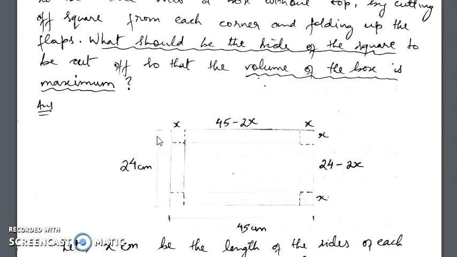In the same way, what will be the remaining length of this side of the rectangle after cutting x and x? The total is 45. I have cut x and x, so the remaining will be 45 minus 2x. Now just imagine that after cutting, you are going to make it into a box. You throw away these four squares, and when you fold it, it becomes an open box.